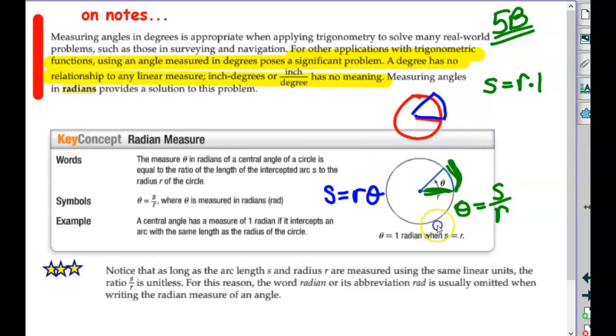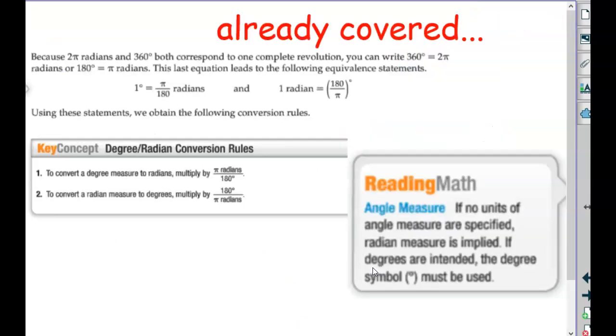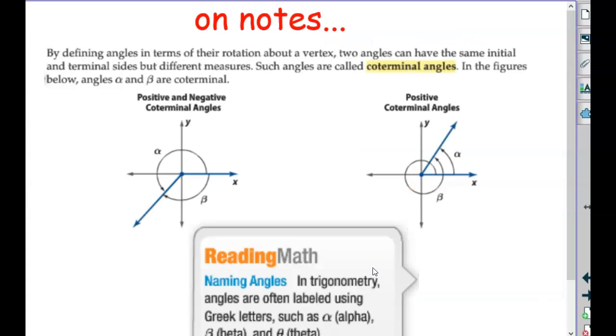This makes formulas easier later. It says, notice that as long as the arc length and radius are using the same linear units, then when we divide out, it's unitless. For this reason, the word radian or its abbreviation is usually omitted. Okay, guys, it's the magic label. Radians will disappear and reappear when there's no label. Okay, it means it's in radians. So we already converted. We good? Degrees to radians, radians to degrees.